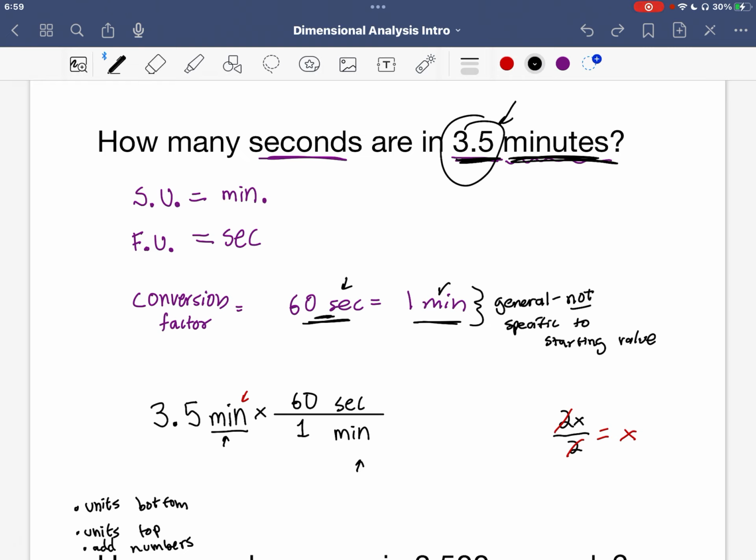unit it corresponds to. So I now have the math 3.5 times 60 over 1, and I'm going to put that into my calculator and get 3.5 times 60 over 1, or 210. How do I figure out what units it's in? Well, I cancel minute, and I'm left with just seconds. And so I have 210 seconds. And that would be my final answer here.